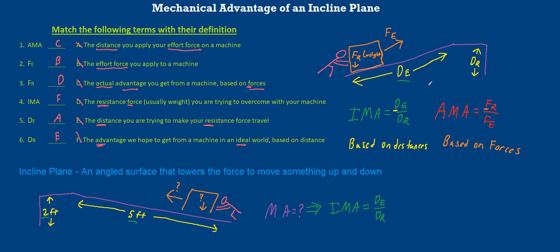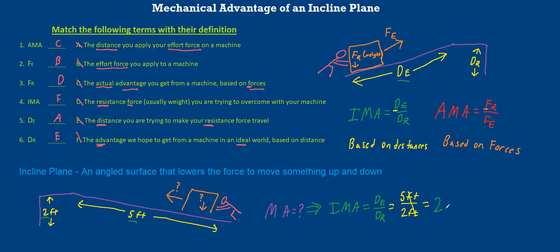We know our distance effort is the length of the incline, which in this case is 5 feet. So we'll say equals 5 feet on top, and then we'll divide that by our distance resistance here that goes on bottom. And we know our distance resistance is the actual height of the incline, which is in this case 2 feet. And if you notice, feet cancel out, so we don't have any units for mechanical advantage. That's kind of how mechanical advantage works. It doesn't have units because it's a ratio, so we can just say 5 over 2.